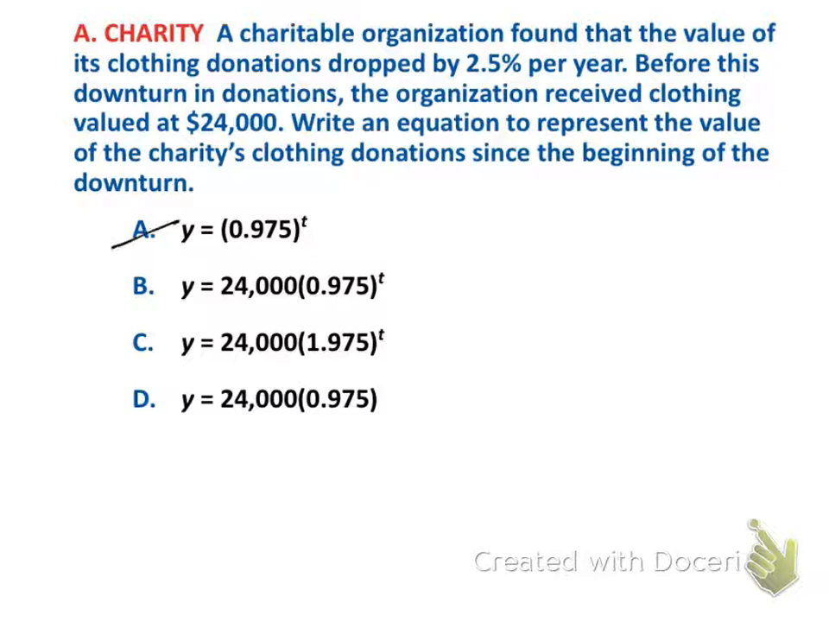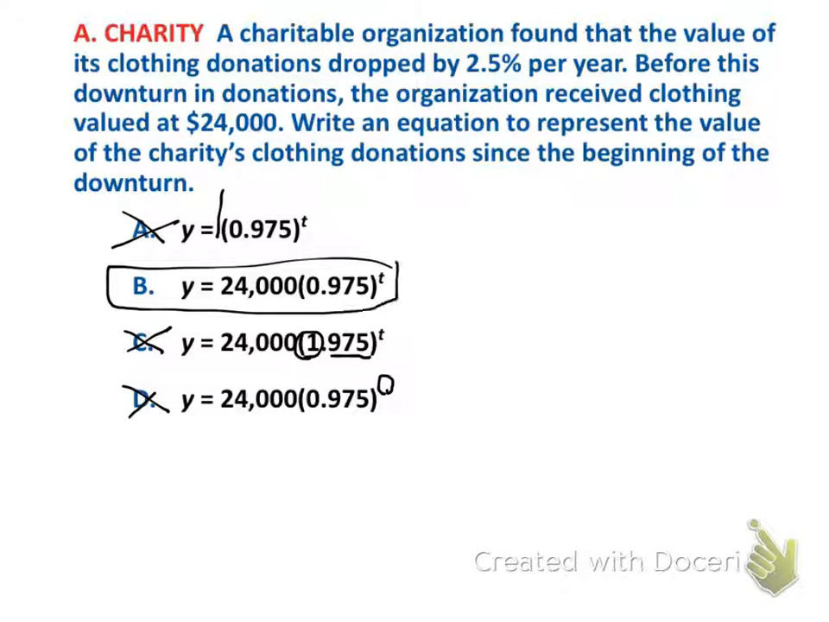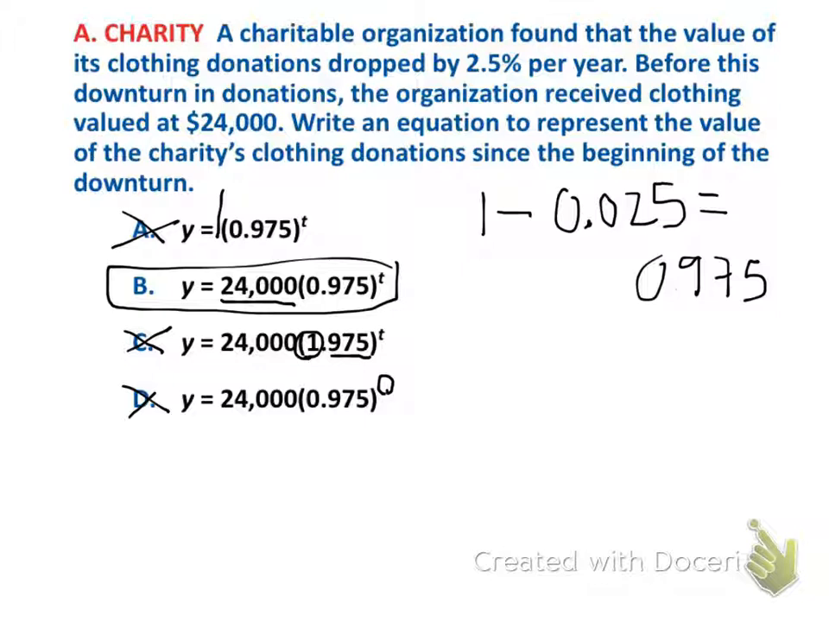Alright, so I know it's not this one because it's missing the initial amount. I know it's not this one because 0.975 and a 1, that'd be growth. And I know it's not this one because there's no t, so we're looking at B here. The initial amount, 1 minus 0.025 will give me 0.975 to the t. All right, let's keep going.